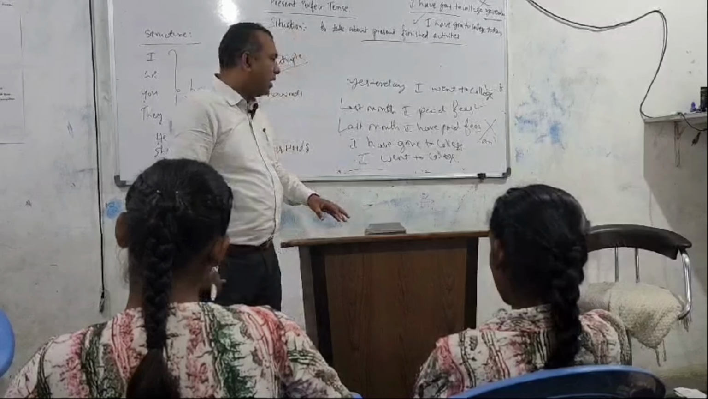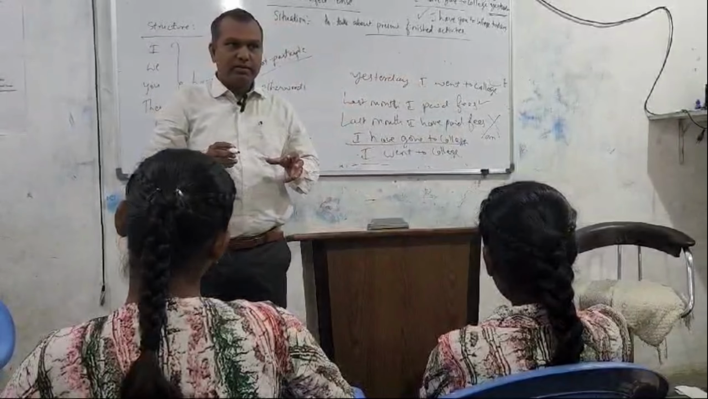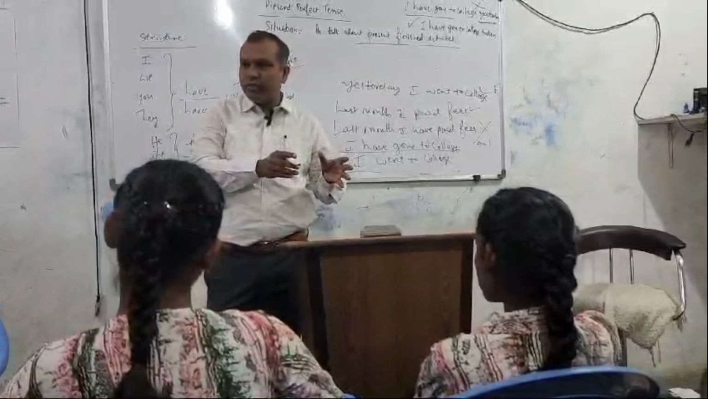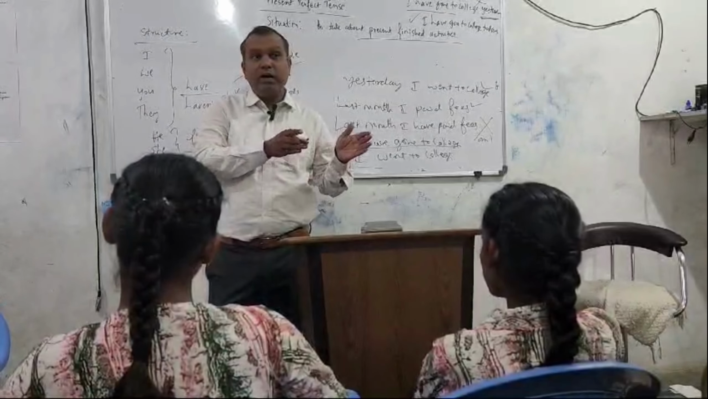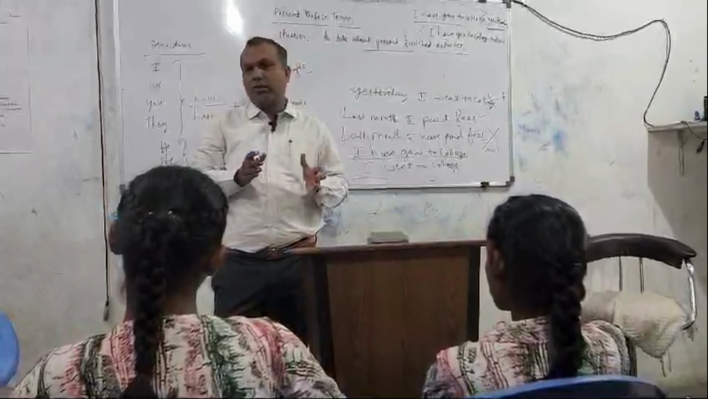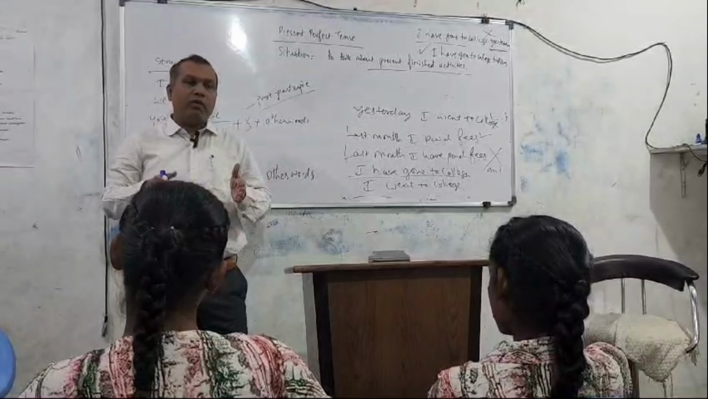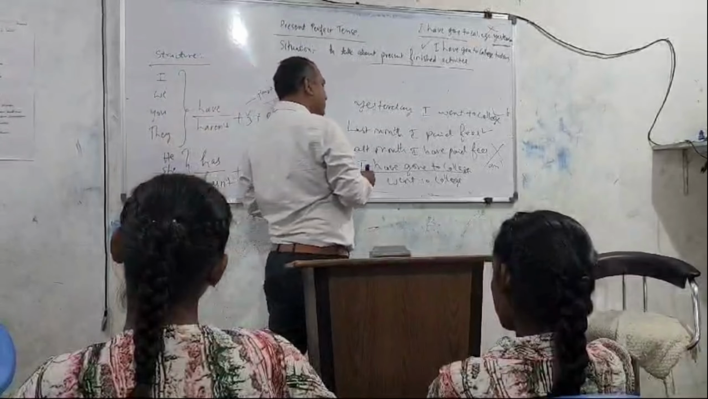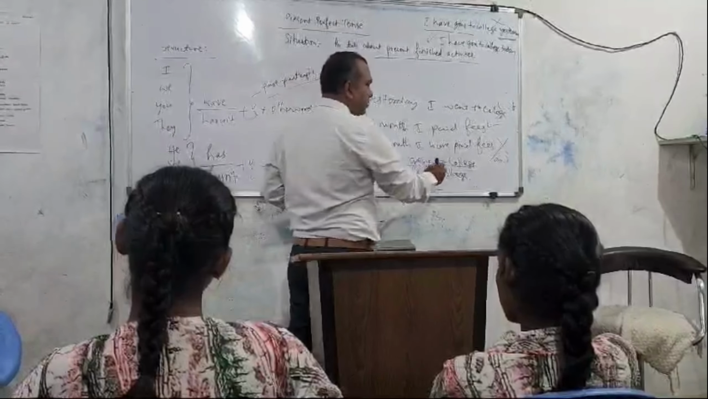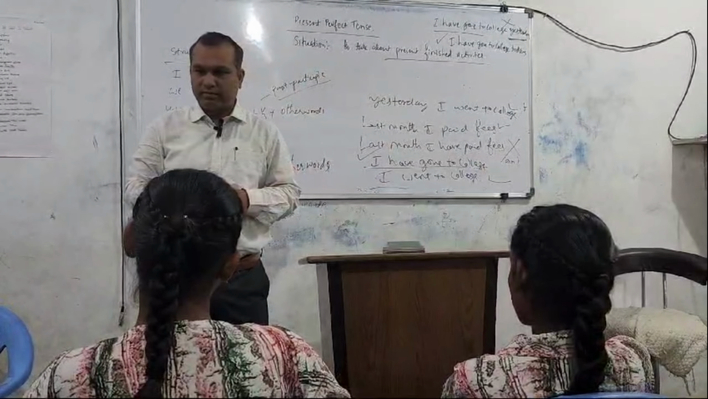Right? I have gone to college means absolutely it is present. So right now the situation is that I am at the college. But I went to college? No. It is absolutely not connected to the present. When it is not connected to the present, we can use I went to. When it is connected to present, I have gone.